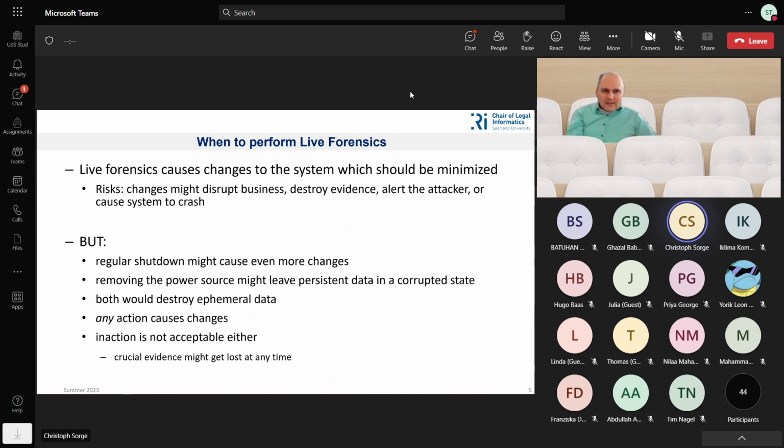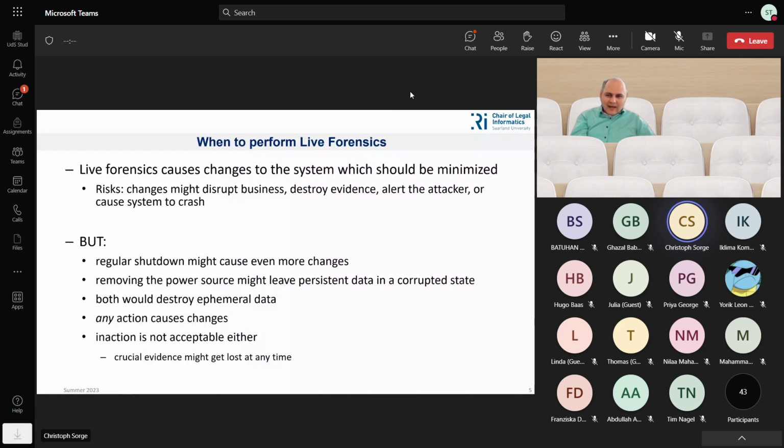Or the fact that you're running forensic tools might alert an attacker if there is actually an ongoing attack performed by a human, which is definitely the exception, but it might happen. And forensic software might even cause system crashes. That's unlikely, but not impossible, especially if the software is not run on exactly the correct system. It might be tailored to a certain system configuration, and if you run it on a different system configuration, it might cause a crash.